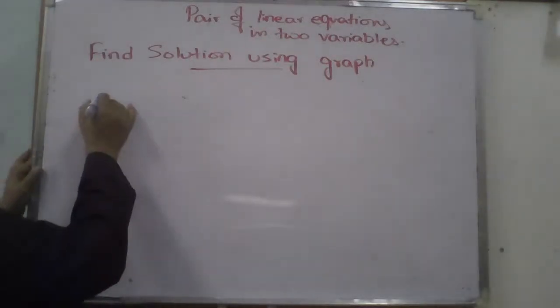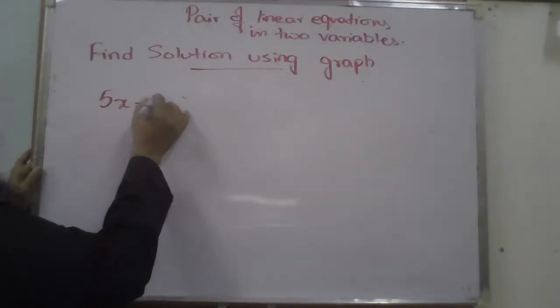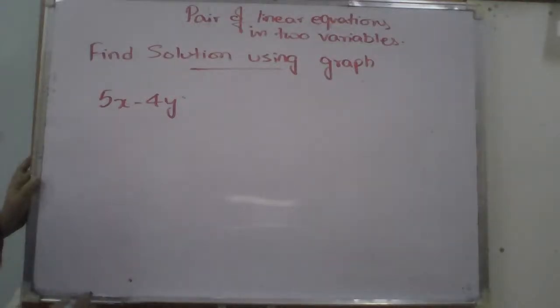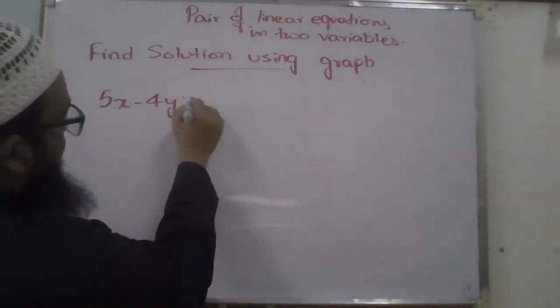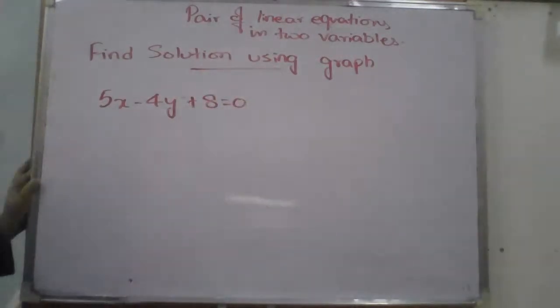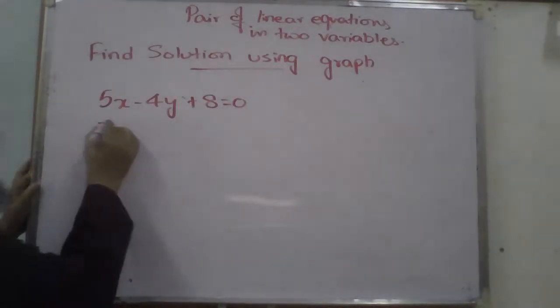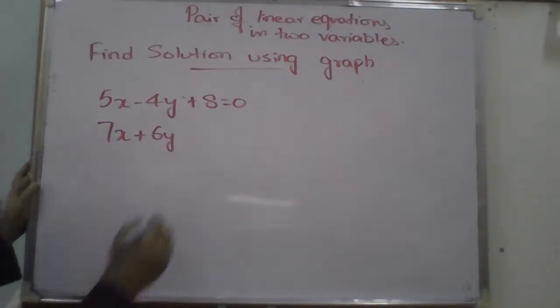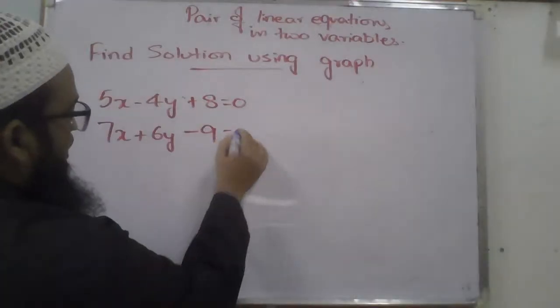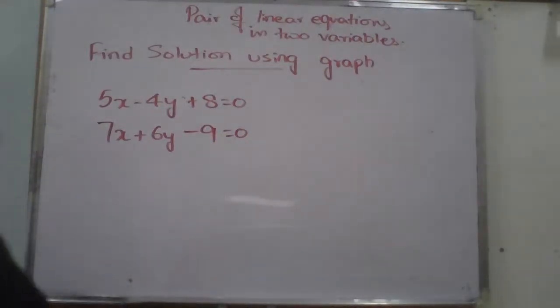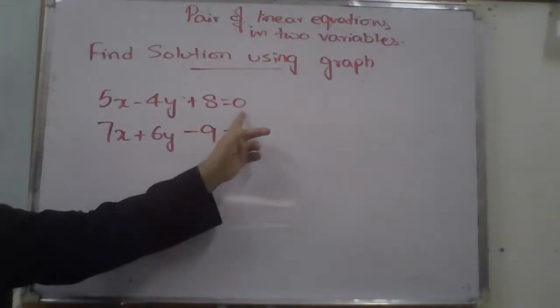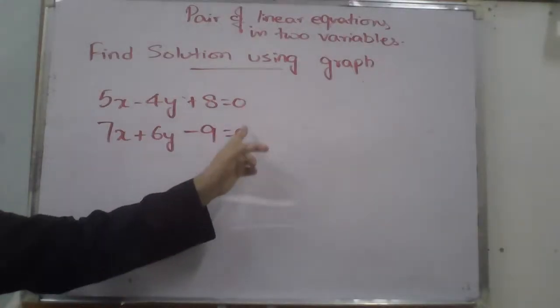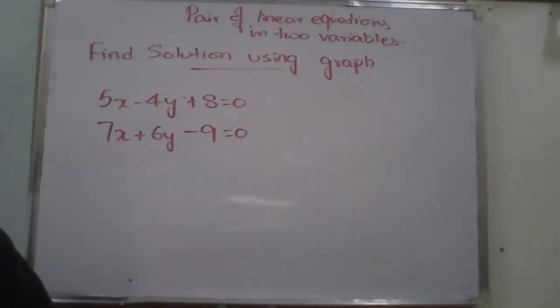5x minus 4y plus 8 is equal to 0, and after that 7x plus 6y minus 9 equals 0. So we have to find the solution of these two equations graphically.